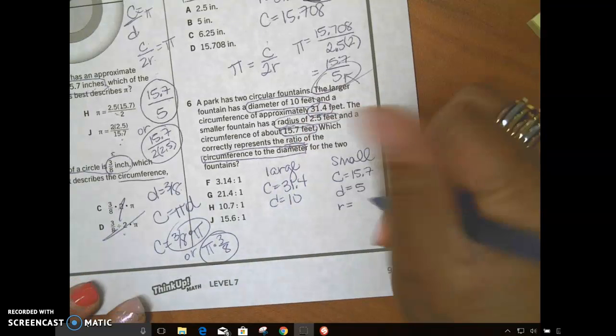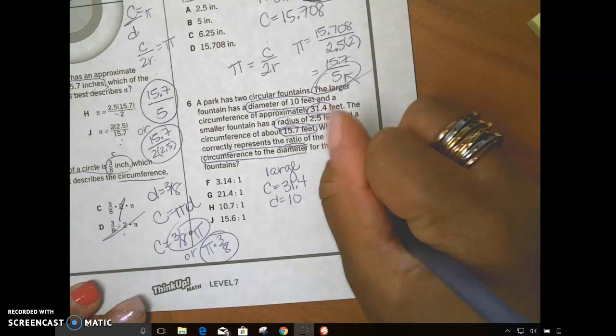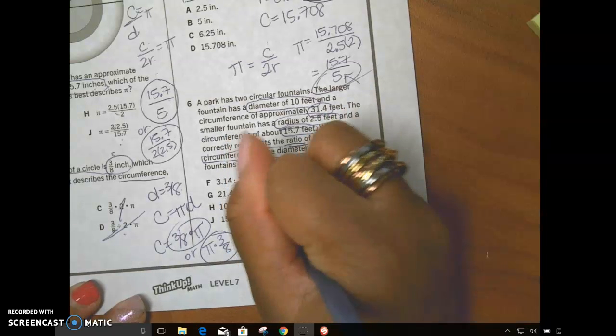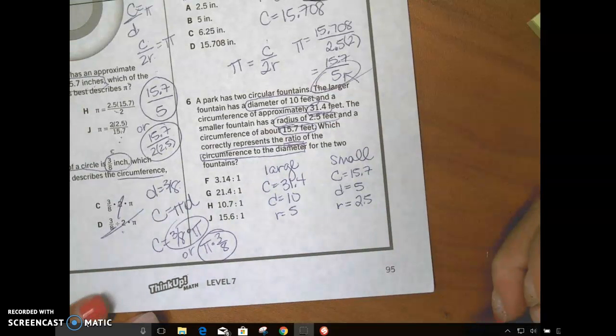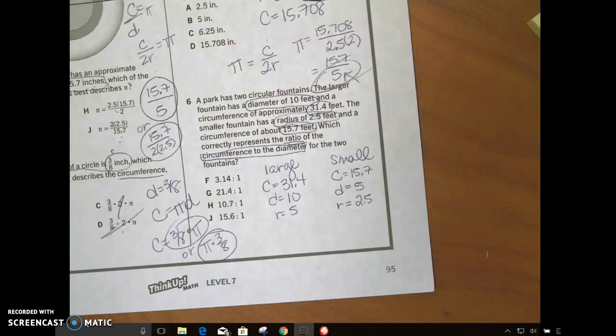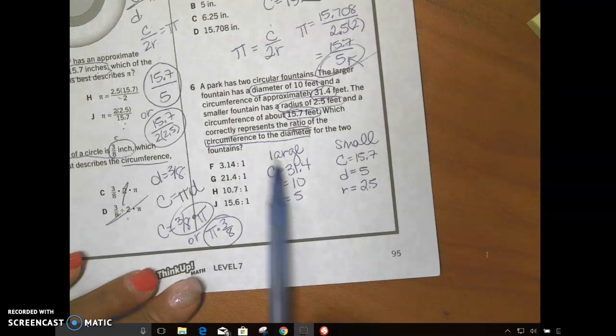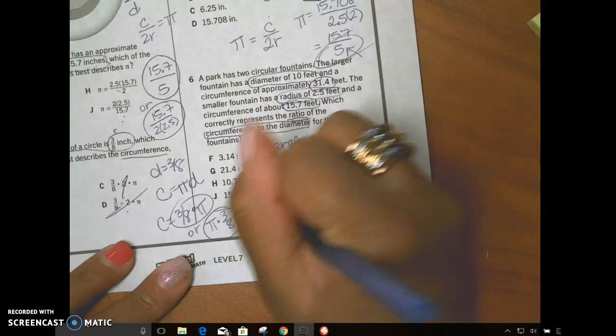What is the radius? 2.5. What's the radius over here? What's the relationship between the 2 fountains? Another trick question. One is twice the size of the other. Okay? Now I want the circumference to the diameter.